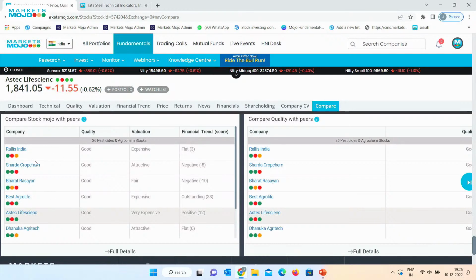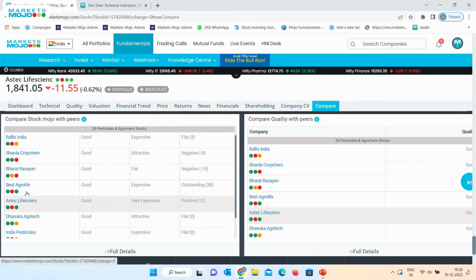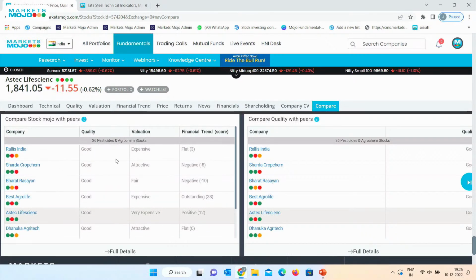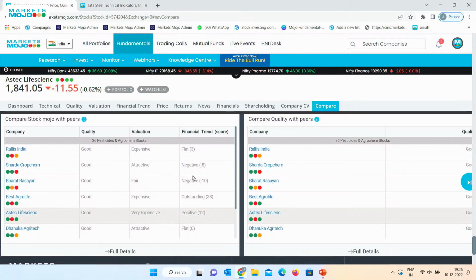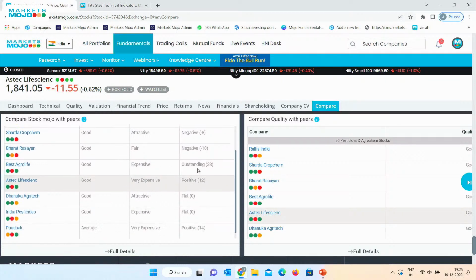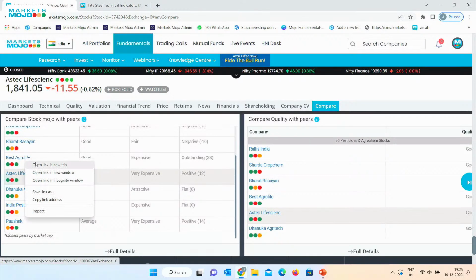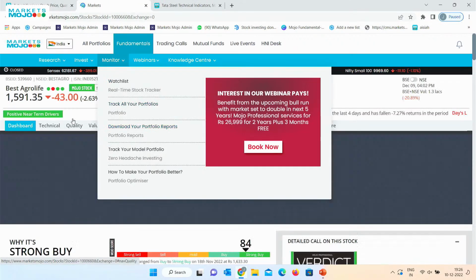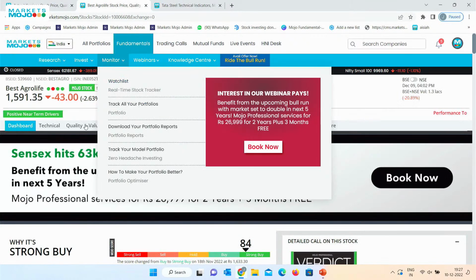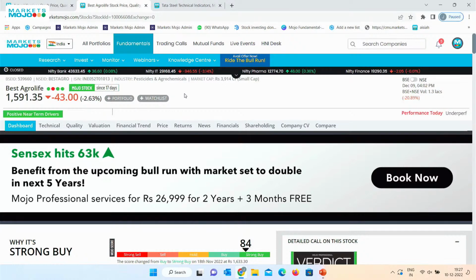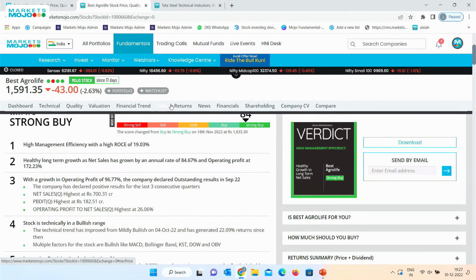Here you can see other peers. There's Rallis India, Sharda Cropchem, other pesticides and agrochem companies you can look into investing. Okay, so I can see the quality is good, valuation is very expensive. So there are attractive valuation companies as well. If you ask me from all the peers, which one I would like to invest in, I can't see anyone with 3 green dots over and above. I can see Best AgroLife, even though it's expensive, it has an outstanding financial trend. It's also a Mojo stock for the past 17 days. So if you ask me from this particular sector, I would still suggest you invest in this particular small cap company from pesticides and agrochem.